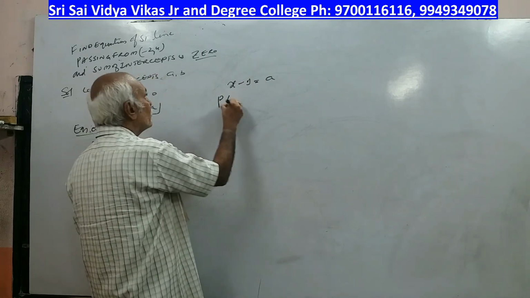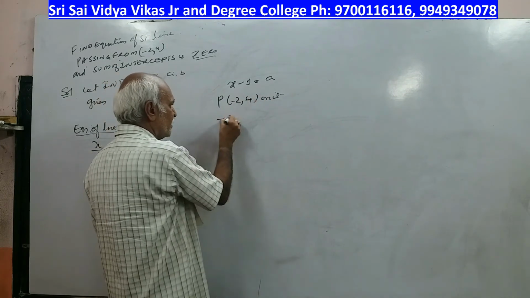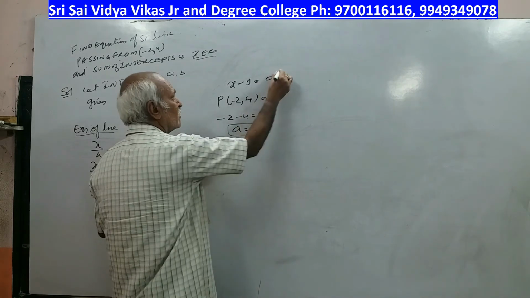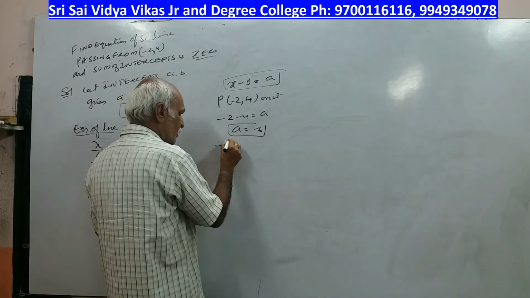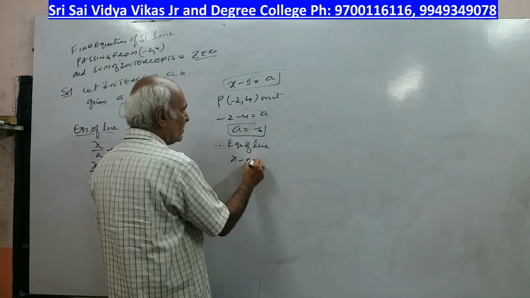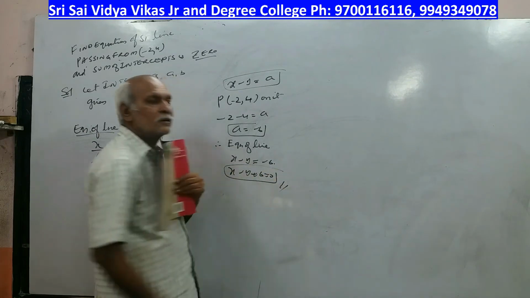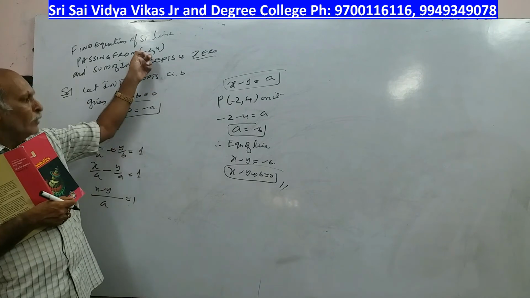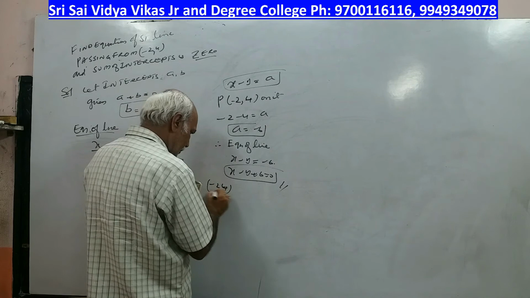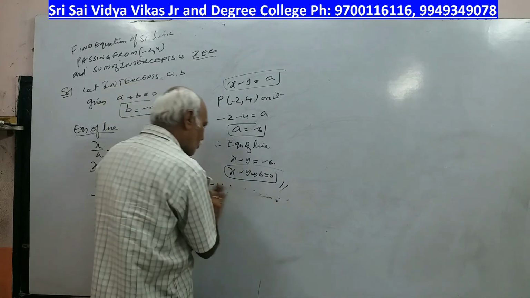Now how to find the point? Point is what, sir? (Minus 2, 4) lies on it. Means x is replaced by minus 2, y is replaced by 4. So a is equal to what? Minus 6. Therefore, equation of line is x minus y is equal to minus 6, so x minus y plus 6 is equal to 0. Simple substitution of the value. Put x is equal to minus 2, y is equal to 4: minus 2 minus 4 plus 6 is equal to 0. So satisfying. Okay, copy this.